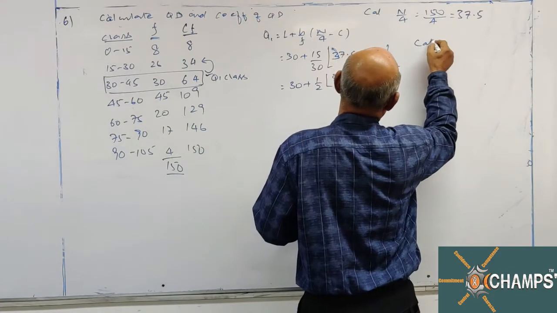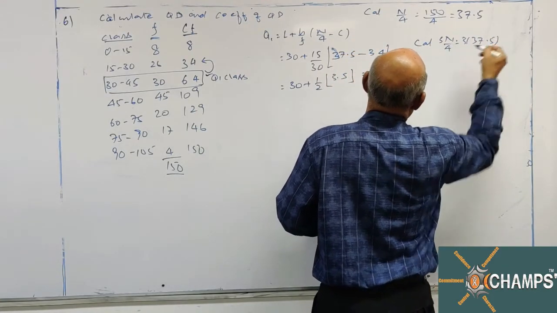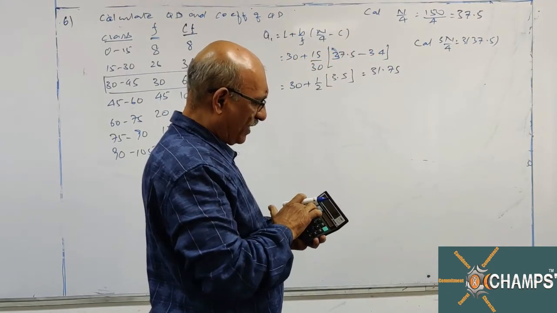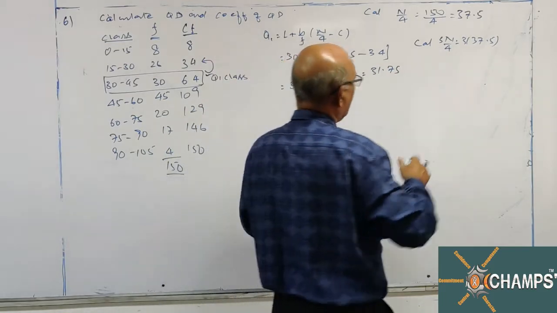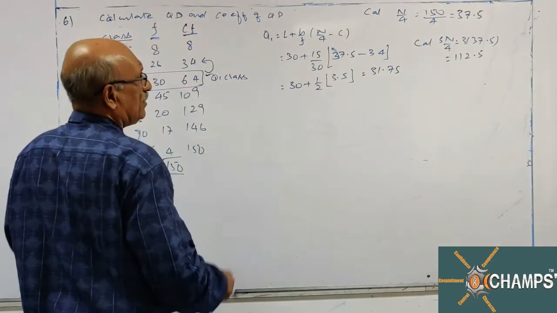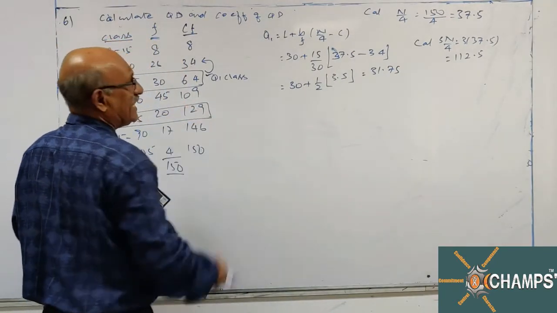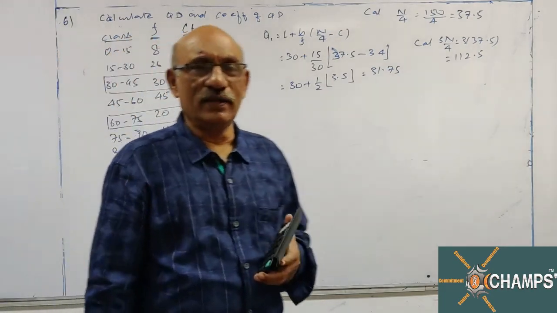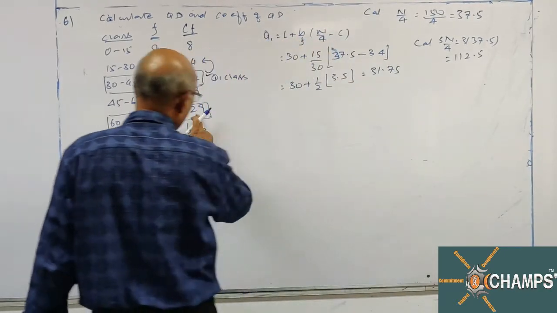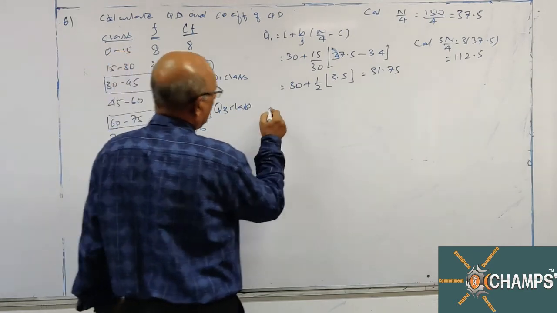Next, calculate 3n by 4. 3 into 37.5 is 112.5. See a value which is just greater than 112.5 in cumulative frequency column. So 129 is the value, and this class is called Q3 class.